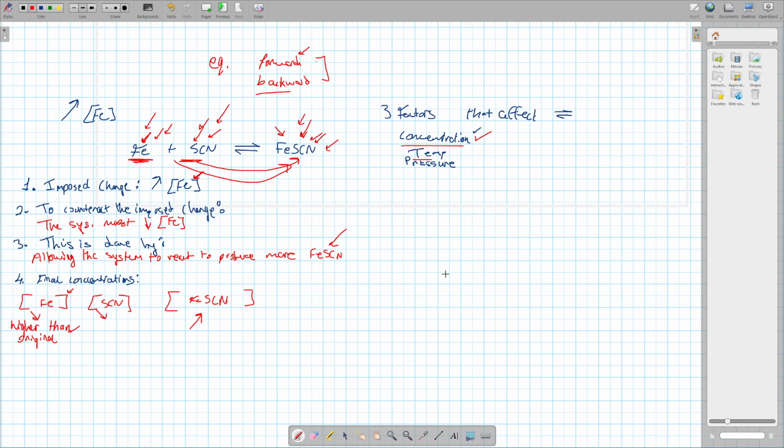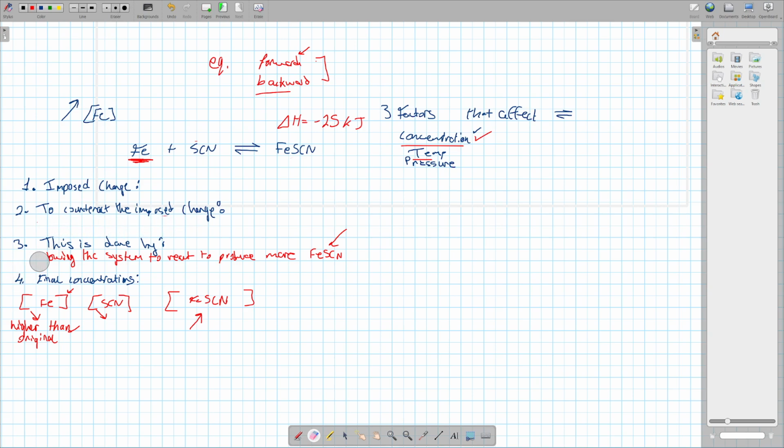Okay, let's say, same reaction. Okay, I'll erase it. And then I say that delta H is, for example, in this case you're forming exothermic, so negative 25 kilojoule. Okay, this is an exothermic reaction, right? Let's erase all of this here. Let's do it one more time.